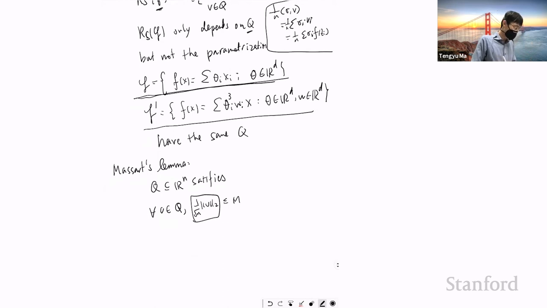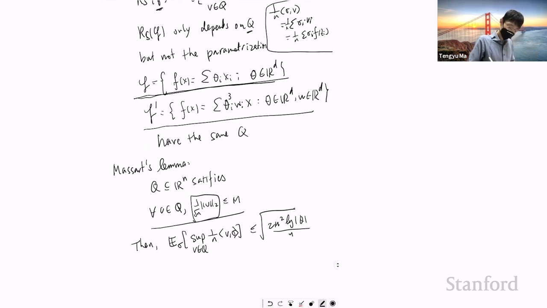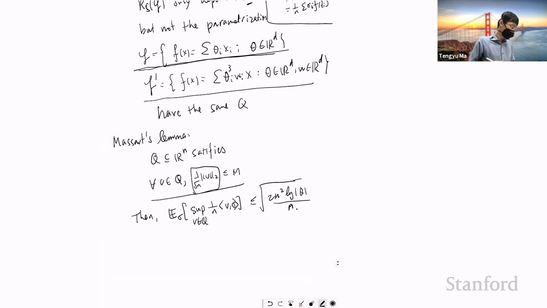So suppose you need two things. One is that Q is finite, and the other is that Q is roughly bounded. With these two things, you have that this expectation over sigma of this thing, which is equivalent to Rademacher complexity, is bounded by square root of 2m squared log Q over n. So the size of Q comes into play.